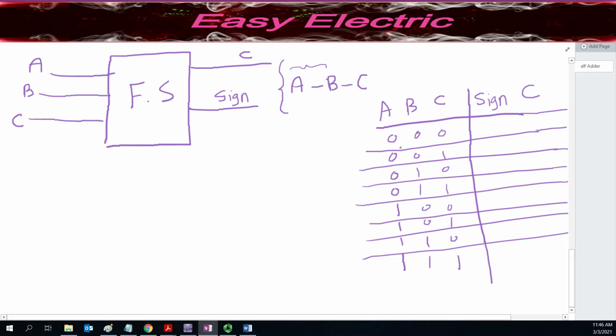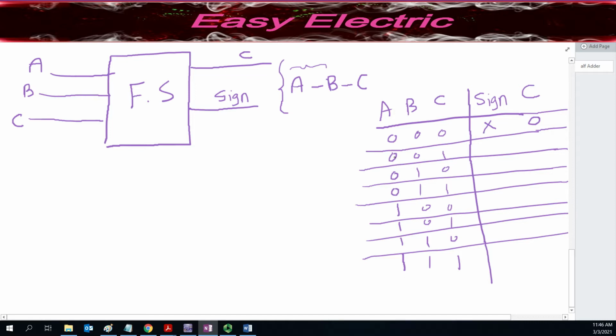Whenever you have 3 zeros, so you have A minus B minus C, you say 0 minus 0 minus 0, so the result is 0. So you put 0. Again, it doesn't matter what you have here as a sign, so I put here X, which is the don't care. We don't care if it is positive or negative, but based on the circuit, it will give you a 0.